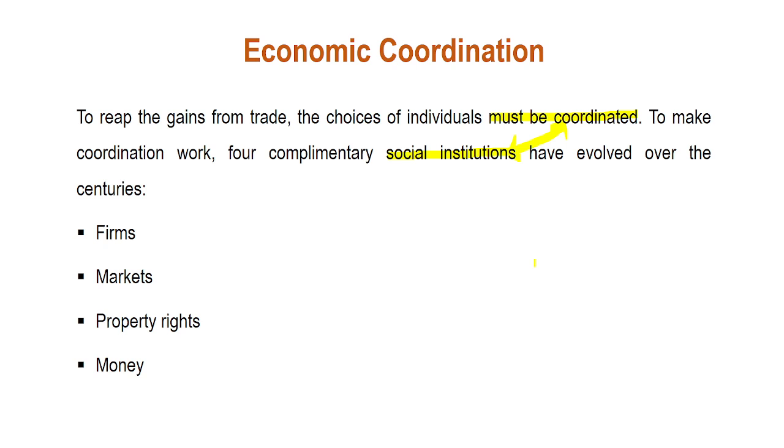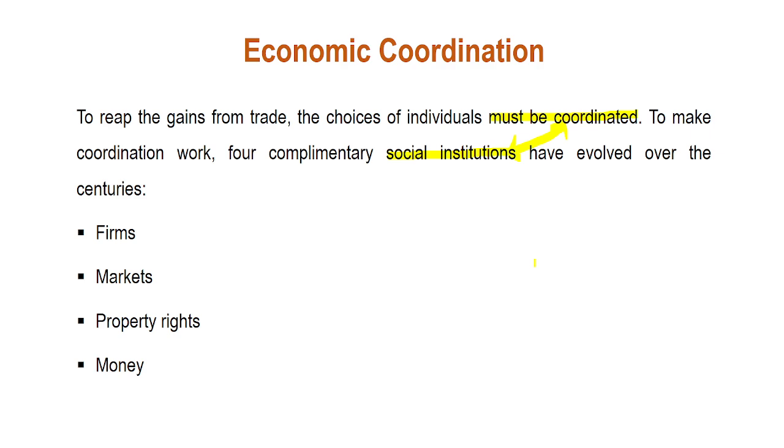Let's start with farms. A farm is an economic unit that hires factors of production like labor, capital, and land, and organizes these factors to produce and sell goods and services. But why are farms important? Because farms play an important role in the economy by driving production, creating jobs, and generating income. They respond to market demands, innovate, and also contribute to economic growth.